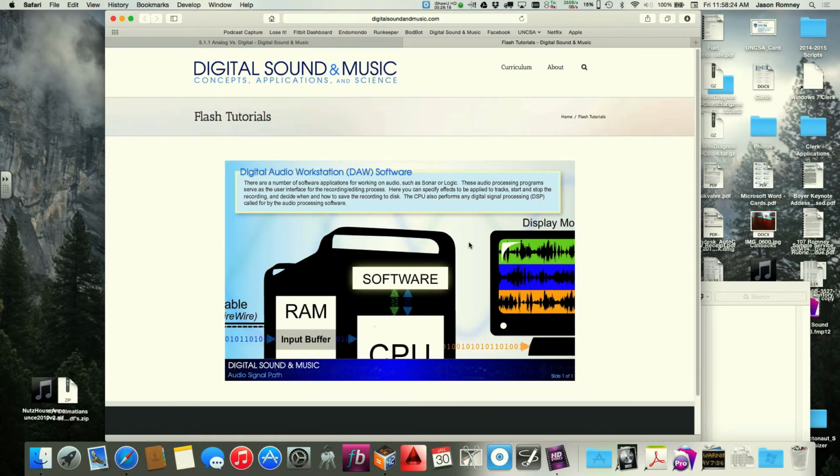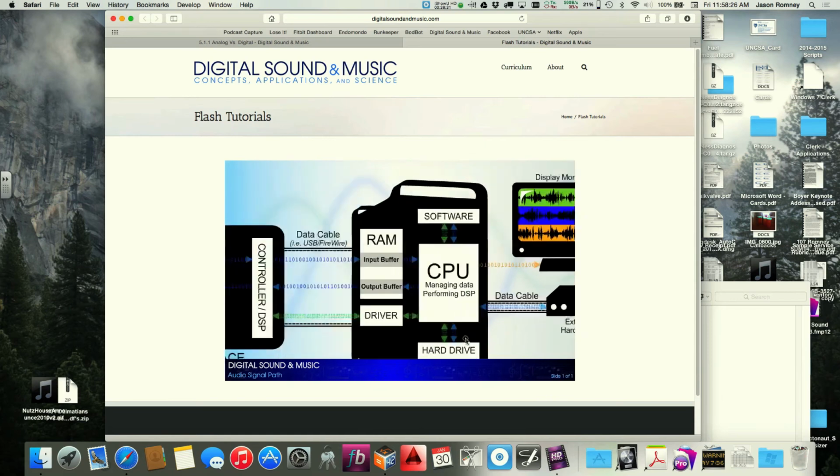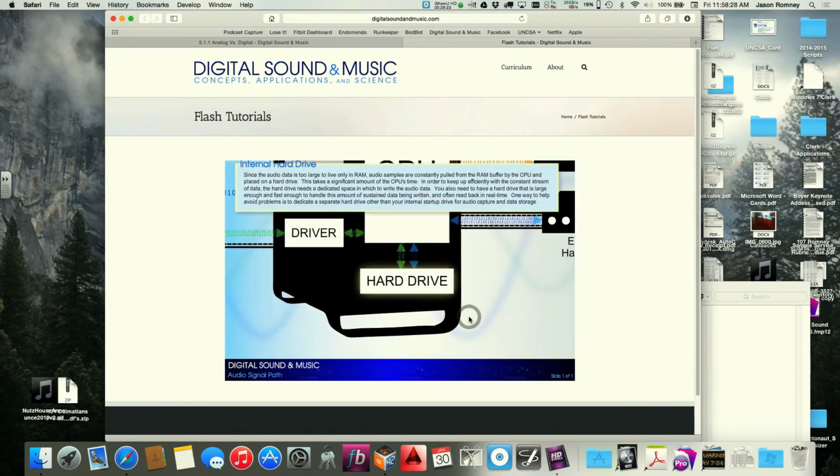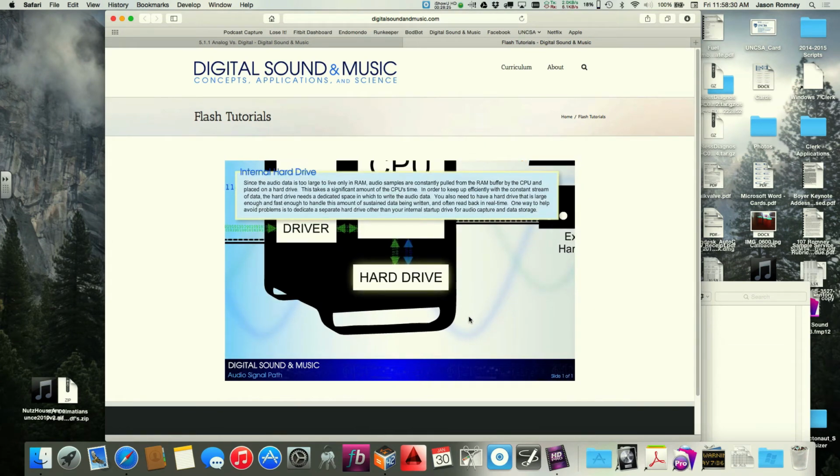So there's instructions going on there. There's also the internal hard drive of your computer. This is where your operating system is living, probably where your software is running from. Because the audio is really too large to live in RAM, it has to go to a hard drive, and you can use what we call the startup drive of your computer. This is the hard drive that runs your operating system. You could record to that.